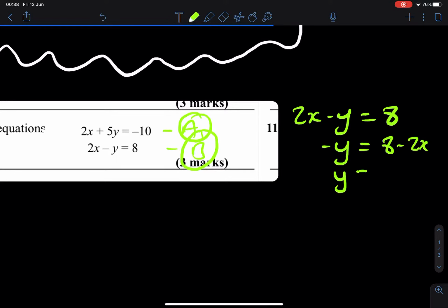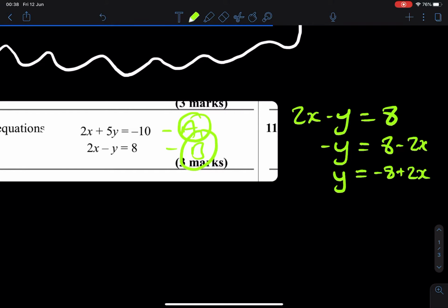So what I can do is just adjust it by dividing the entire side by -1, i.e. changing all the positives to negatives, negatives to positives. Okay, so now I have made y the subject.